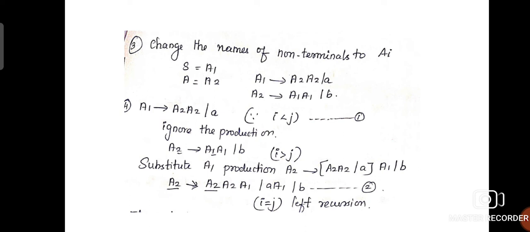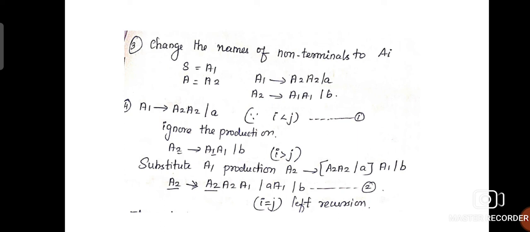Now the first production rule will be A1 tends to A2 A1. Now we have to compare the subscript of the left hand side A and the first non-terminal A. So here the subscripts are 1 and 2. The left hand side subscript is called I, and the right hand side first non-terminal subscript is called J. So here I is less than J, so it will be acceptable.